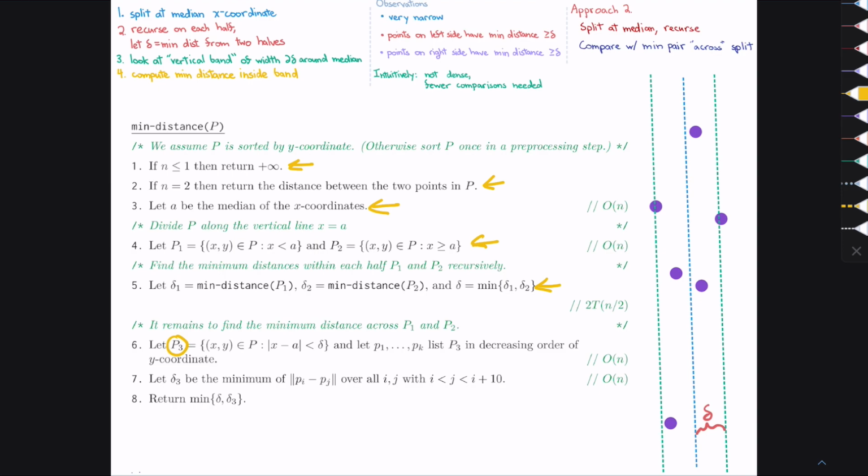Okay, but suppose I was going through the coordinates from top to bottom. So P1, P2, P3, P4. Imagine they're already sorted by y coordinate. You can do that in the first step before the algorithm even starts, right? So you only have to do it once ever. And then you're going to go down vertically through this band.